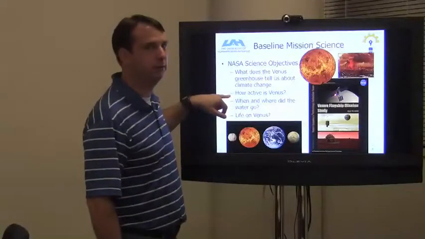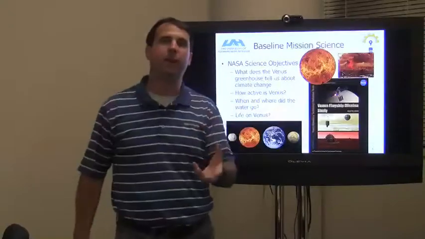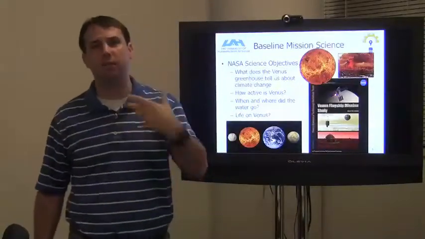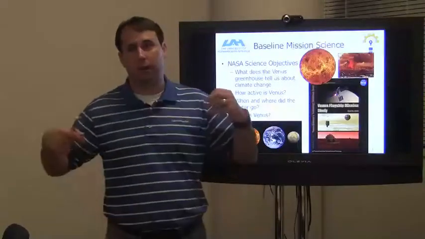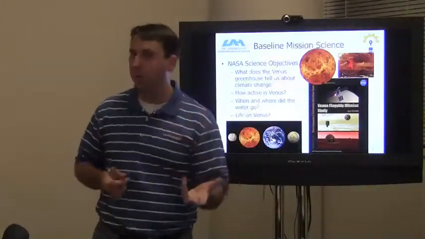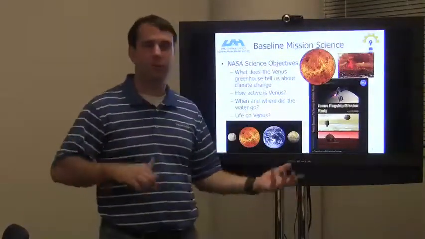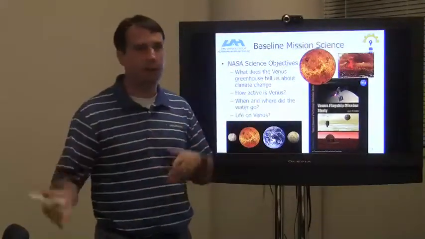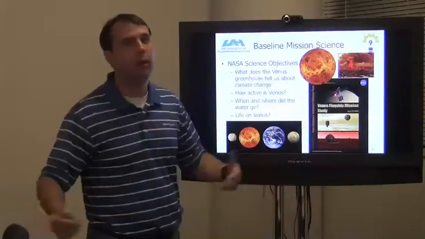Venus is not inhabitable. How active is Venus? Volcanic eruptions, weather, stuff like that. When and where did the water go? We think there should have been water on Venus. Atmosphere, oxygen was there, nitrogen. It's a lot like Earth in a lot of respects. Where did the water go? When did it leave? We want to know this.